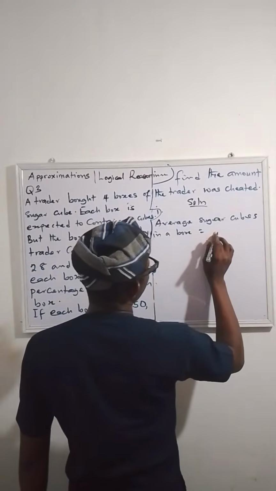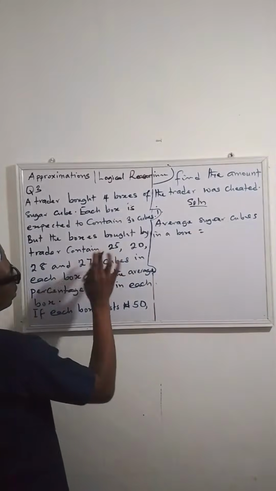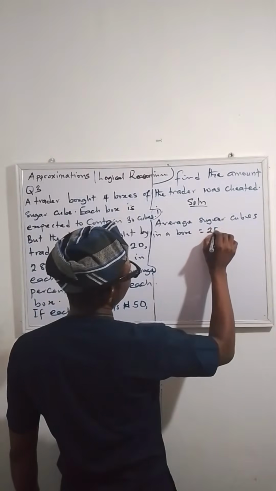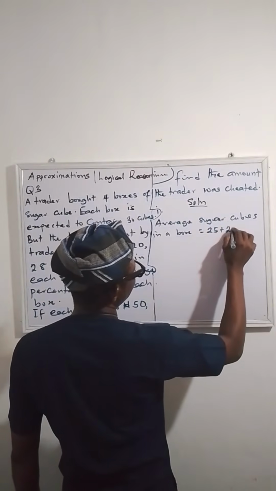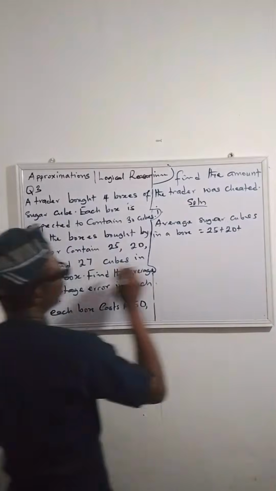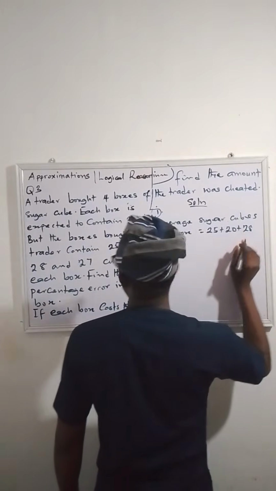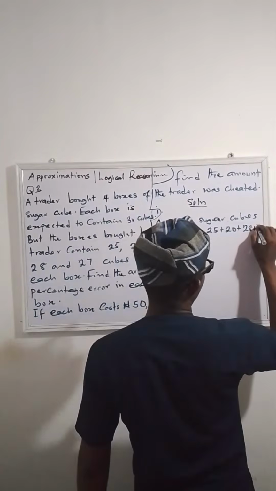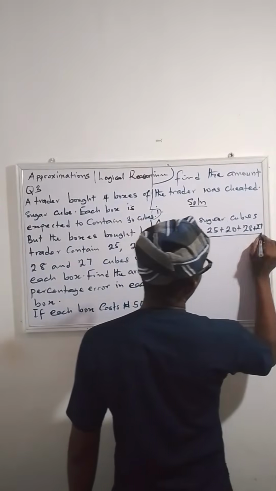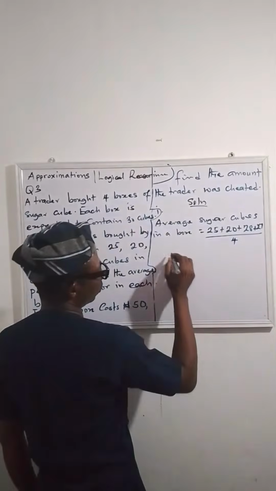Okay, so now that is going to be what? Now let's add this: 25 plus 20 plus 28, and the last one plus 27. Everything divided by 4. Okay, so what do we have?